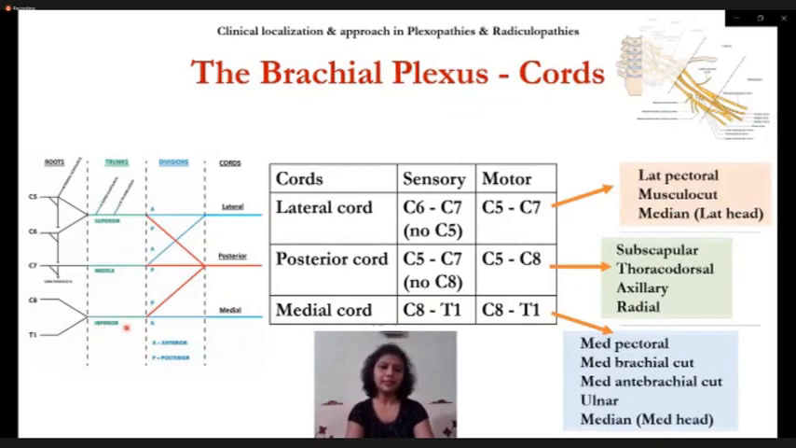The medial cord is nothing but a direct continuation of the anterior division of the lower trunk. It consists of the sensory and motor fibers that are derived from the C8 and T1 roots, and it gives off the medial pectoral nerve, the medial brachial cutaneous nerve, the medial antebrachial cutaneous nerve, the ulnar nerve, and the medial head of the median nerve. Thus, the median nerve is the only nerve that is derived from the two cords, that is the lateral cord and the medial cord, while the rest of the nerves originate from a single cord.